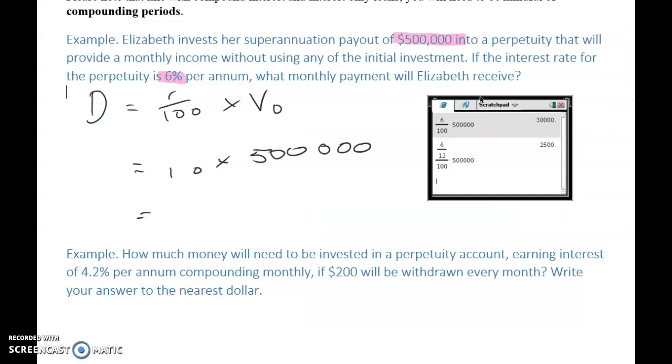Okay, so let's fix up my mistake here because it should be 6 divided by 12 and then divided by 100. And the payment is $2,500 per month.